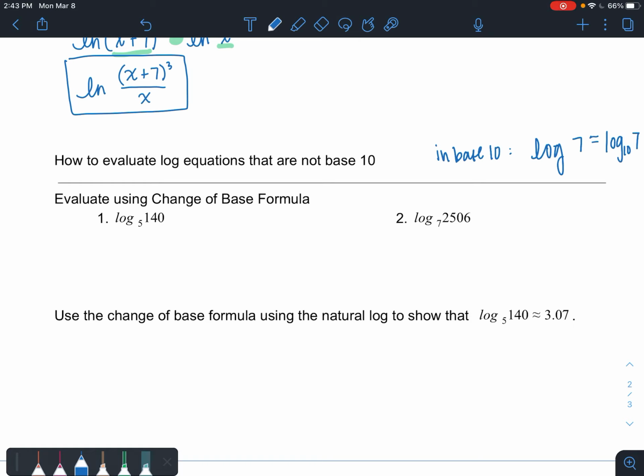So the way we're going to do this is by using the change of base formula. What I do is I take log of my big number over log of my small number. So it's going to be log 140 over log 5. And I changed it into a base 10. Now, I can change it into whatever base I want.